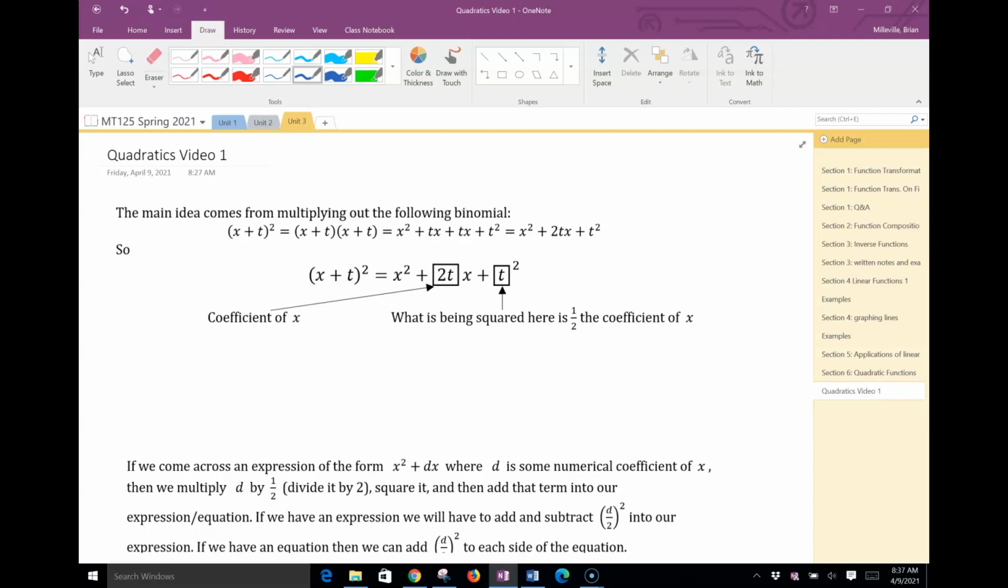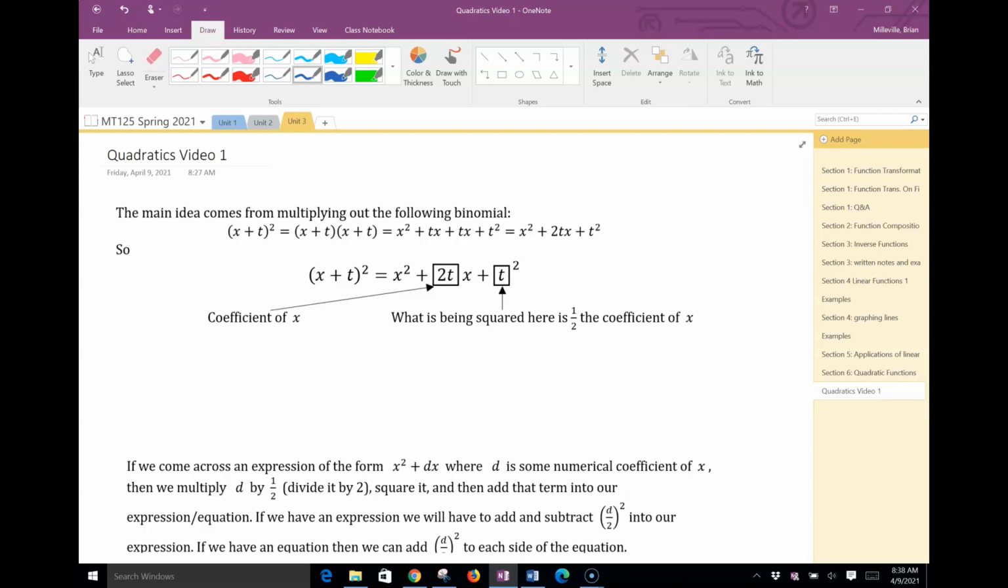Hello everyone, in this video we're going to continue to discuss quadratic functions and completing the square, which we'll use for graphing quadratic functions via transformations, and we'll also use that technique of completing the square for solving quadratic equations by extracting square roots.